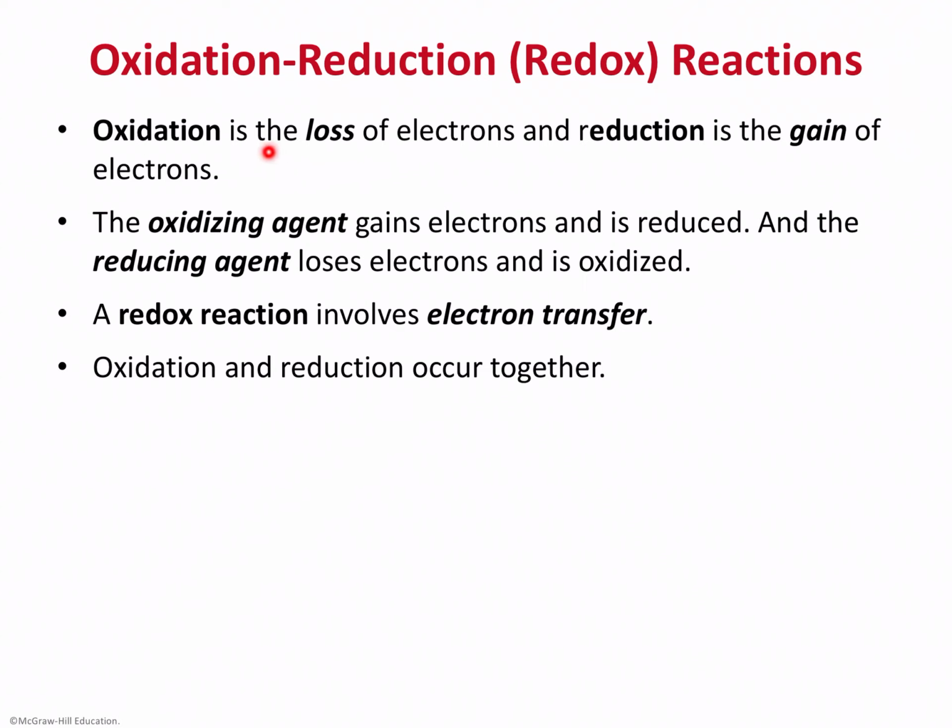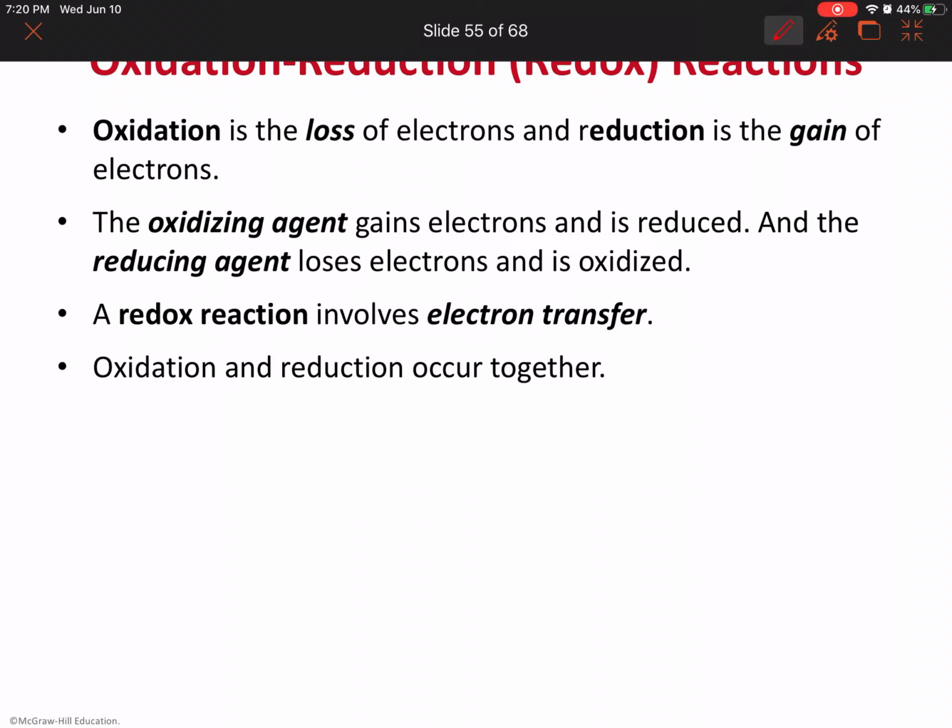Okay, we have been exposed to loss of electrons and gain of electrons. So oxidation is the loss of electrons and reduction is the gain of electrons. You can remember this as OIL RIG. Oxidation is loss, reduction is gain.